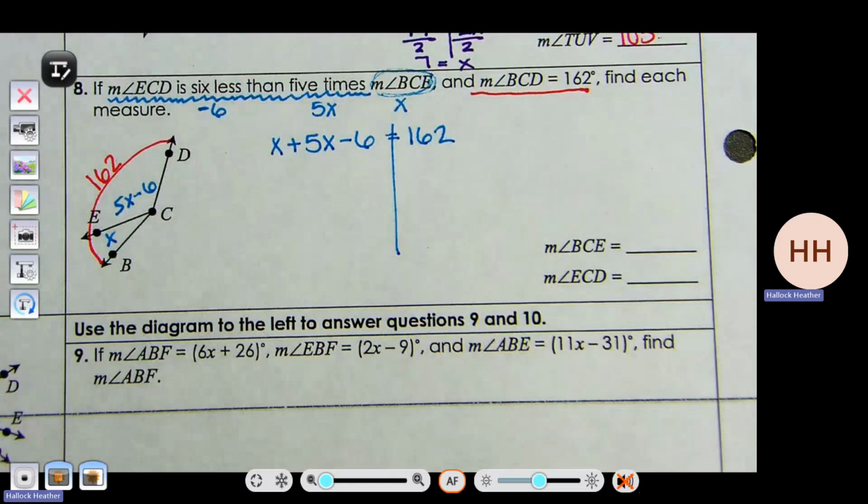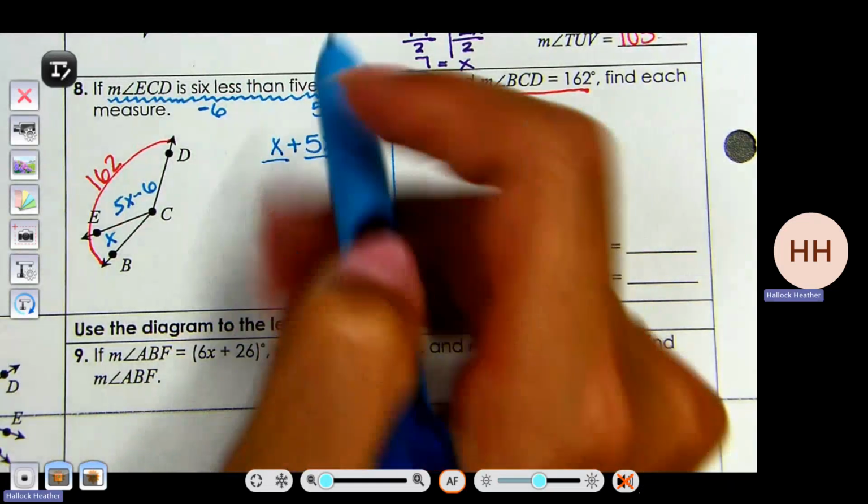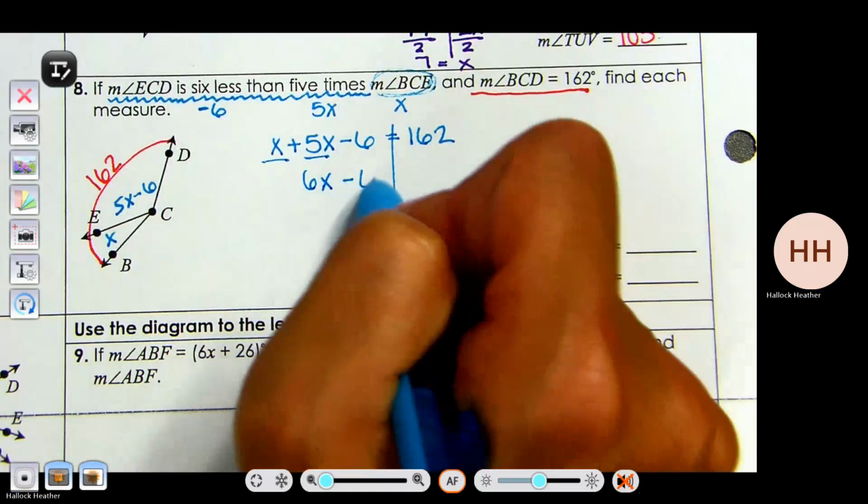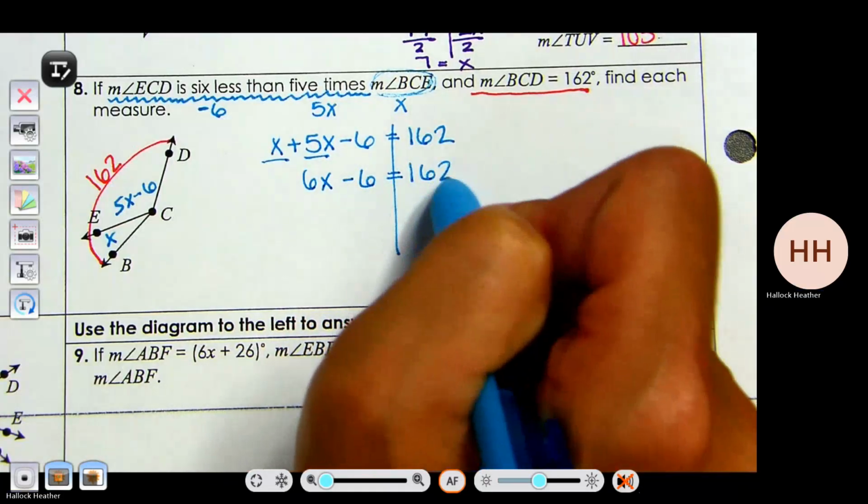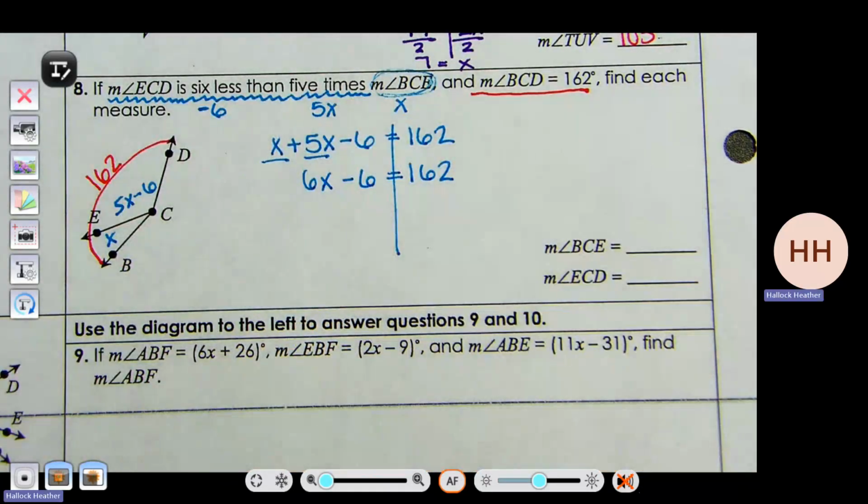You should be combining your x's if you haven't done so. x plus 5x is 6x. When you find x, you're plugging it back into each little part of your equation because you're finding the total angle on it.